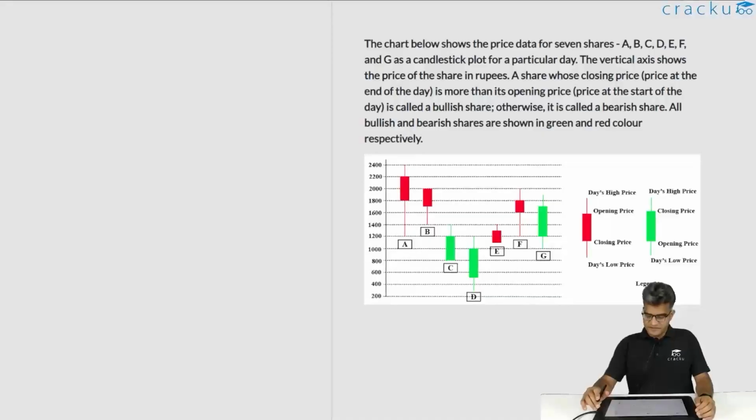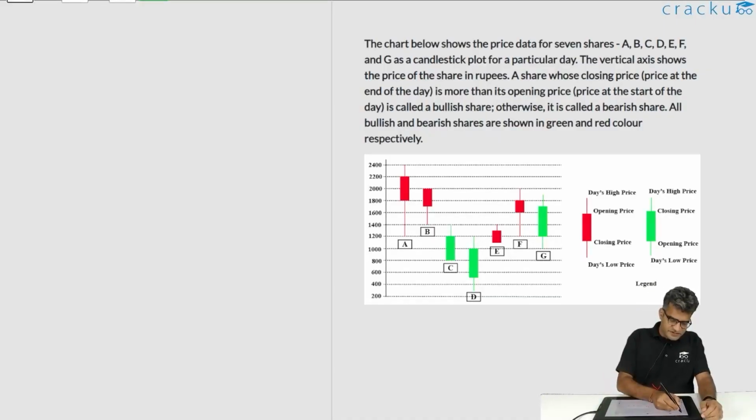In this question, we are given a chart. This shows candlesticks of 7 stocks. A candlestick will give you the opening price, the closing price, the daily highest price and the daily lowest price of 7 stocks. So let us first draw a table and let us try to put that information in. It will have 7 rows and 4 columns. It will look something like this.